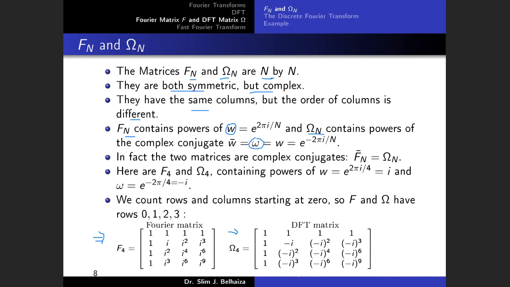So here there is a small typo. It should have been omega. Okay? Should have been removed. So the conjugate is, as you know, from complex analysis. You can write it as e to the power minus 2πi over n. So in fact, the two matrices are complex conjugates. And you can write the conjugate of F_n, which is omega_n. And for example, here are the two examples of F_4 and omega.